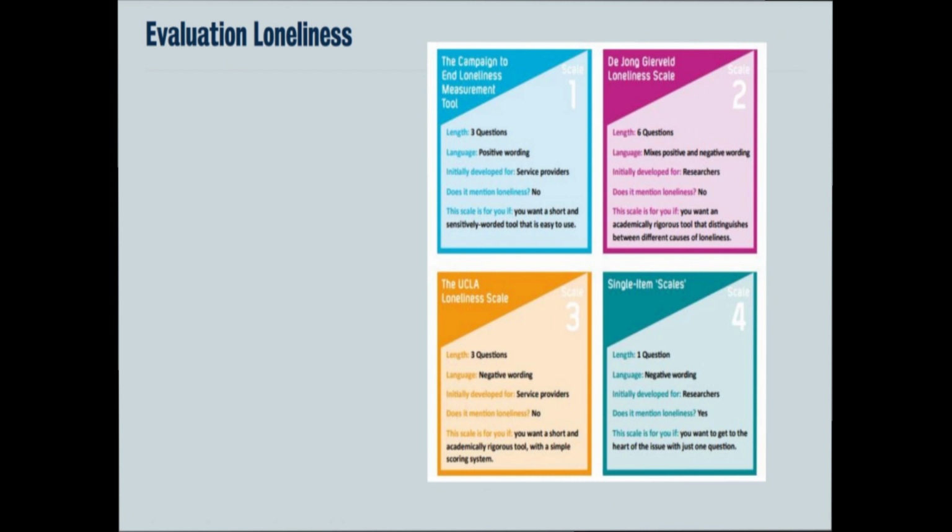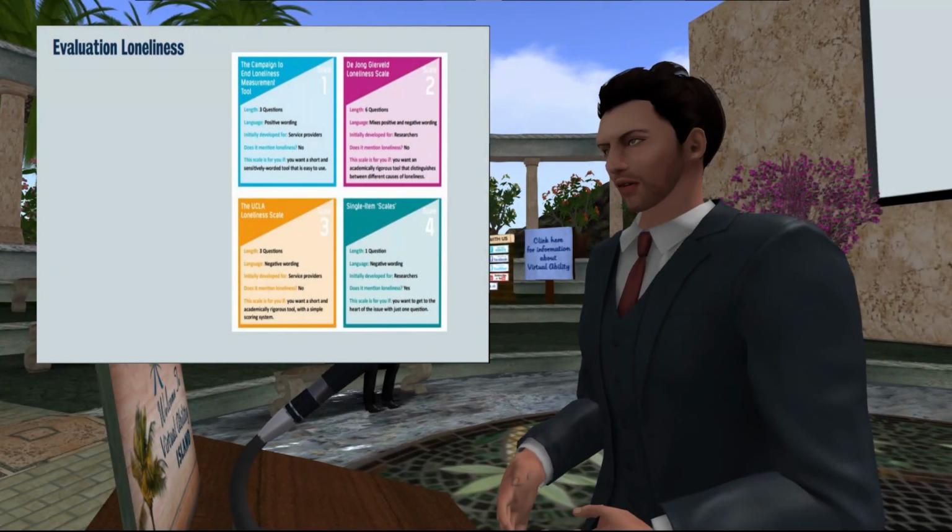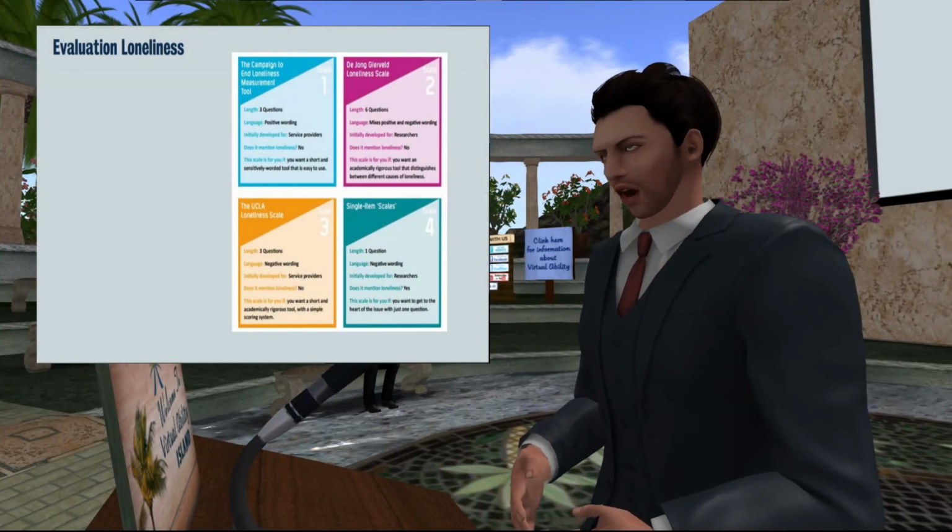One is the Campaign to End Loneliness Measurement Tool, which I quite enjoy because it is very short, 3 questions. It has very positive wording, which I like, and does not mention loneliness, which is good because sometimes mentioning loneliness triggers people to go in that direction. If you want a short and sensitively worded tool, it is very easy, so anyone, including a lay individual, could use it. So I quite enjoy it.